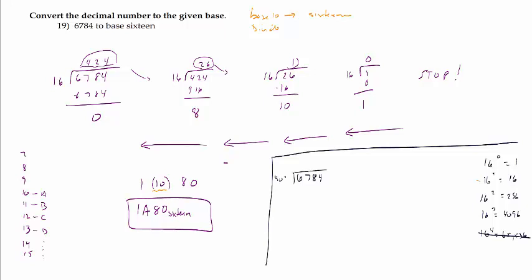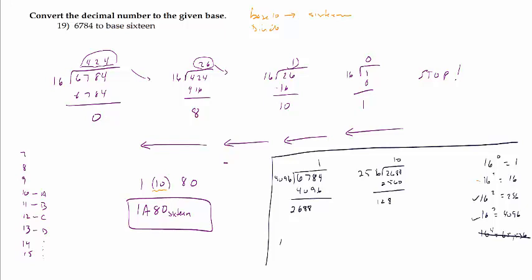So 4,096. That'll go into here once. And then when I subtract, I am left with 2,688. Okay, so now I go to the next one, so I did this one. So now how many times will 256 divide into 2,688? Well, that'll go into there 10 times. So 2,560, and that'll leave me with a remainder of 128. Keep going.